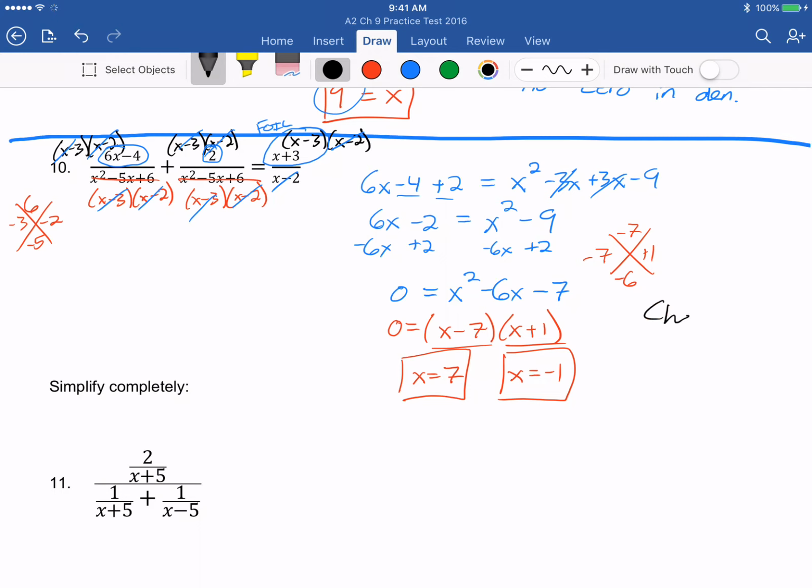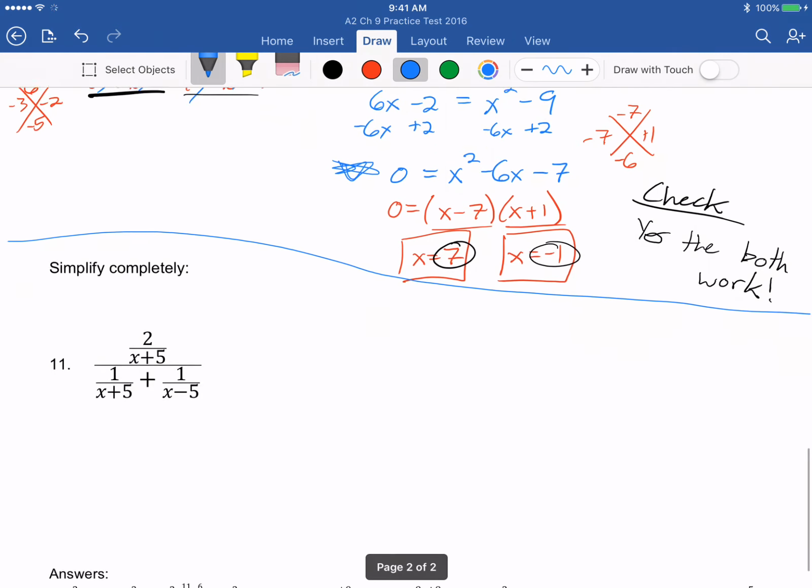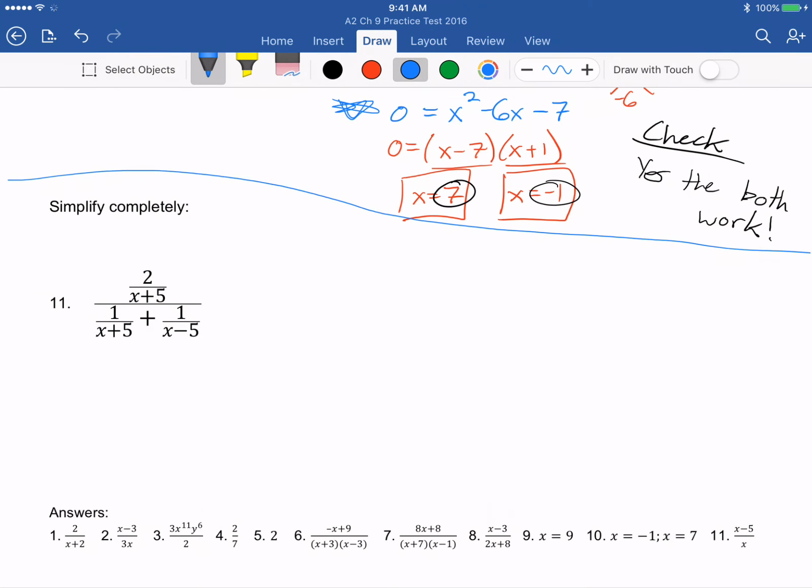So now if I check here real quick, my answer, if I plug in this 7 or this -1 into the bottoms of these guys, neither of them give me 0 in the denominator. So yes, they both work. Alright, so we're good there. So number 10, a little bit more tricky here. You had to actually eventually solve the quadratic at this point right here. So that's kind of the tricky point there. So if I go through here, let's take a look at this last one, number 11.